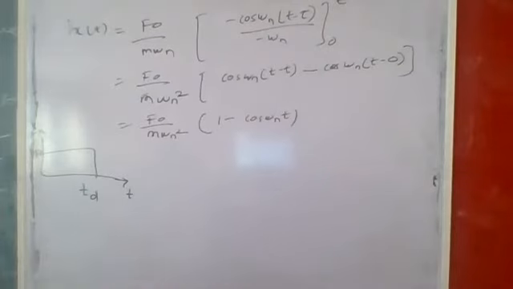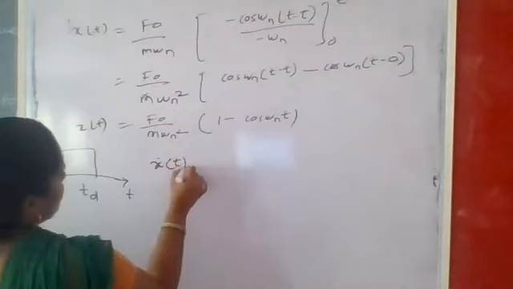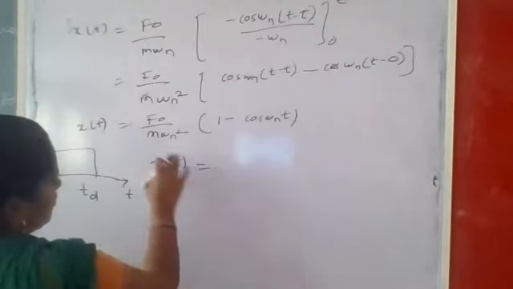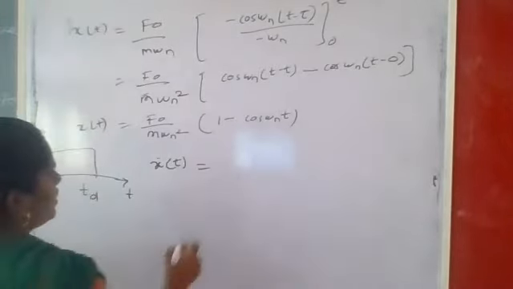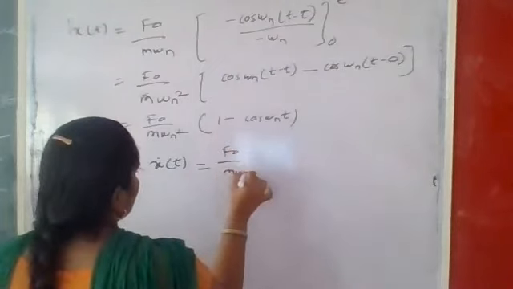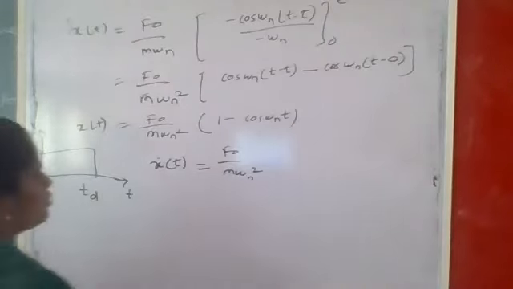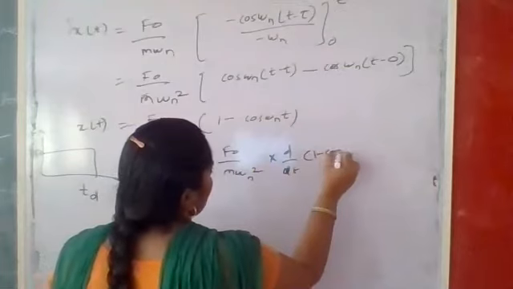So the basic equation is x of t. If we take the derivative of this, we will get the initial velocity and the initial displacement. Already we know the initial displacement, but we have to calculate the initial velocity. How to calculate the initial velocity? By taking the derivative of this term. There is f naught upon m omega n square, which is a constant term, into the derivative d by dt of 1 minus cos of omega n t.